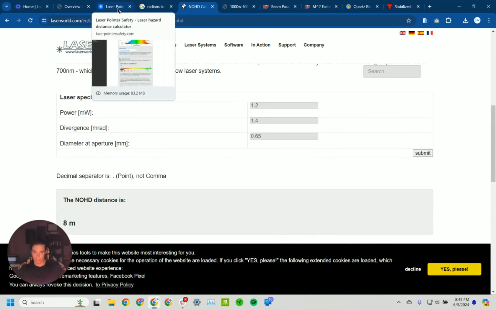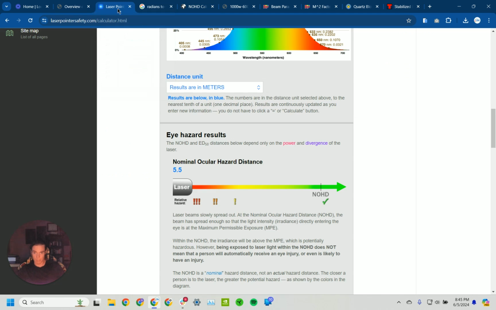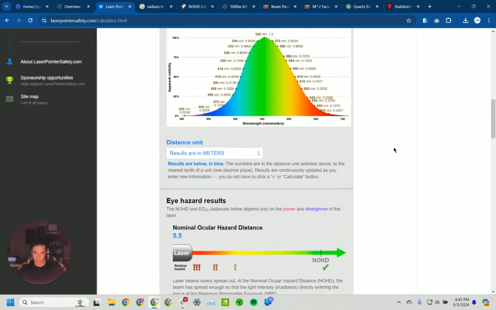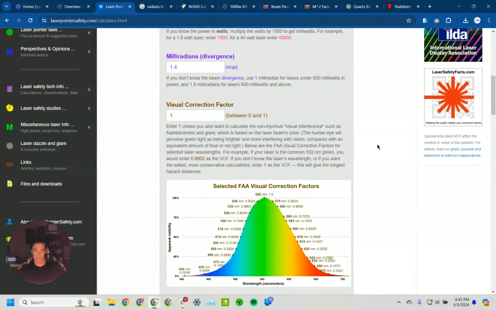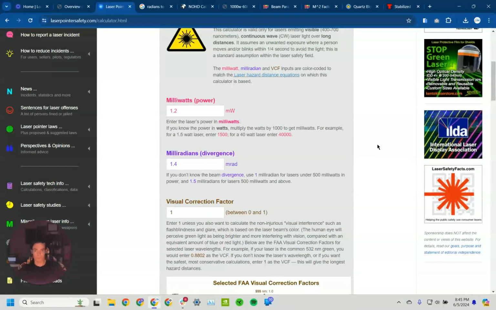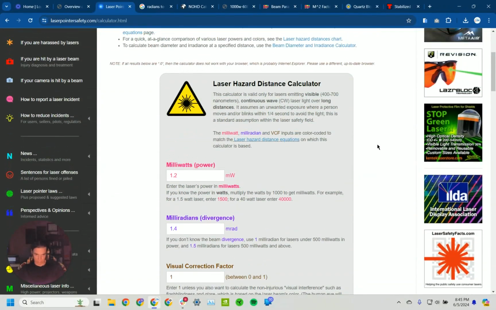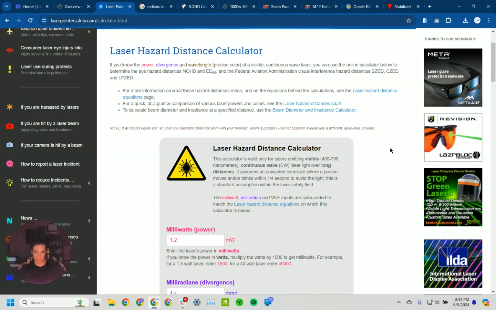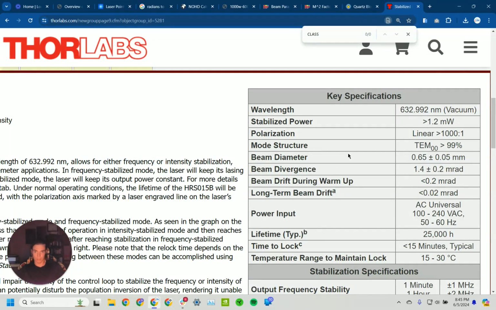We know we're in roughly the same order of magnitude, 8 meters and 5.5 meters. So between these two calculators, you can safely assume that this laser is perfectly fine to have in a room propagating through free space, and no one's going to go blind.